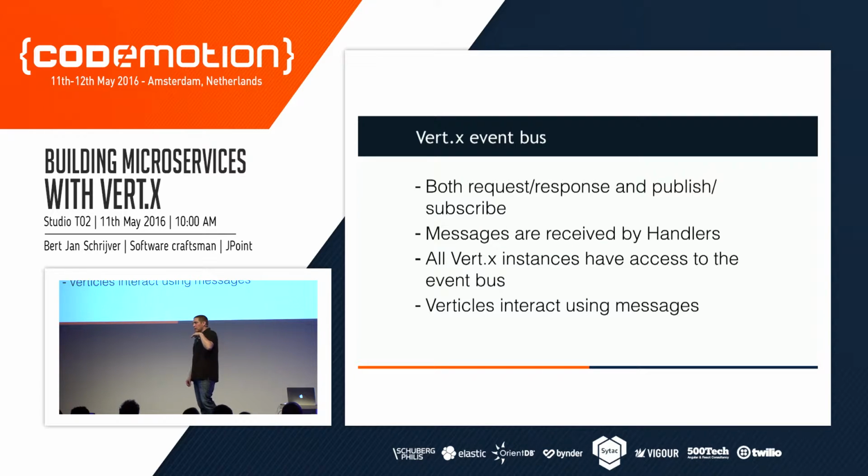Messages on the event bus are received by handlers. Basically every event in Vert.x is handled by a handler, and these verticals interact by sending messages to the event bus. So what I showed before, the request handler, where there's a request coming in and then being handled, that request is an event itself. So everything is an event in Vert.x.